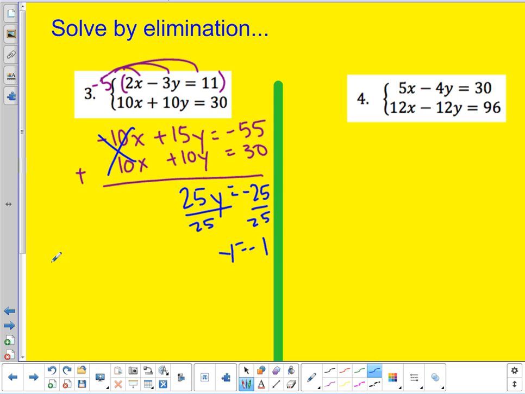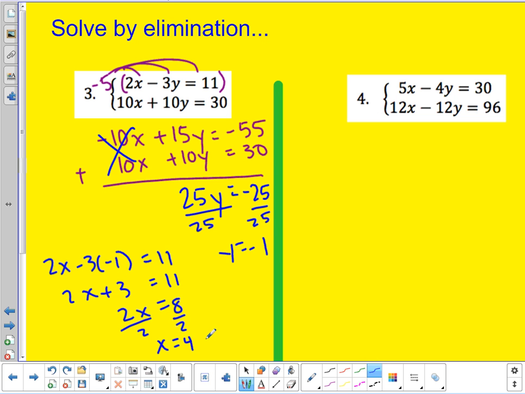Plug it back in to get x, so I have 2x minus 3 times negative 1 equals 11. That's 2x plus 3 equals 11. Subtracting the 3, I get 2x is equal to 8, and dividing by 2, I get x is equal to 4. So my solution looks like 4, negative 1.